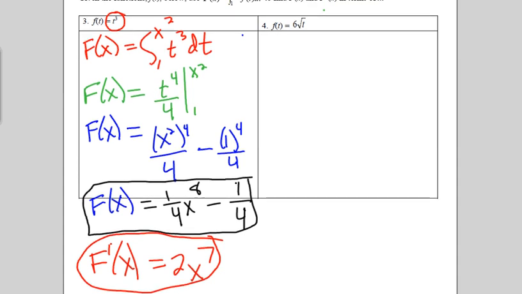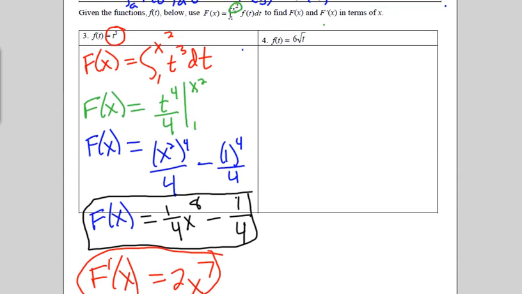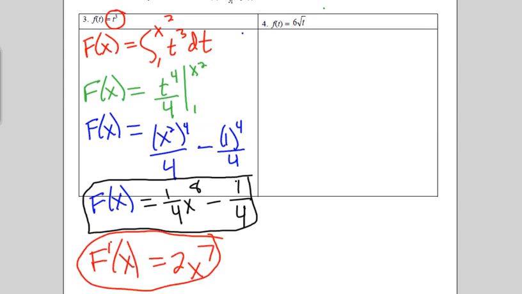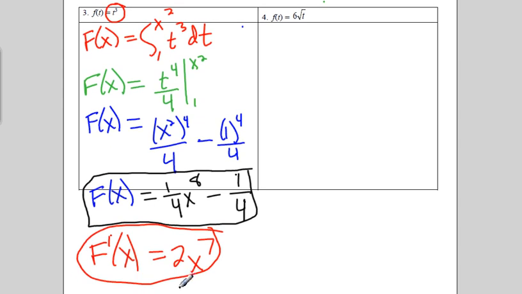But it doesn't always happen, and that's what the second fundamental theorem of calculus is going to teach us. But let's just say I put x squared into t cubed. So if x squared was all cubed, I'd get x to the 6. And if I look, x to the 6 times what equals 2x to the 7th?